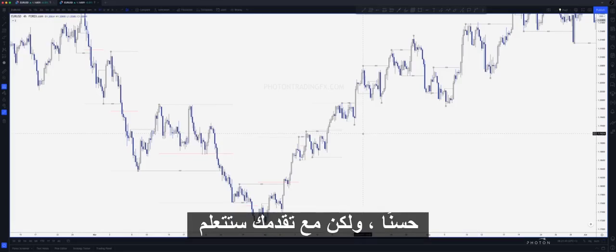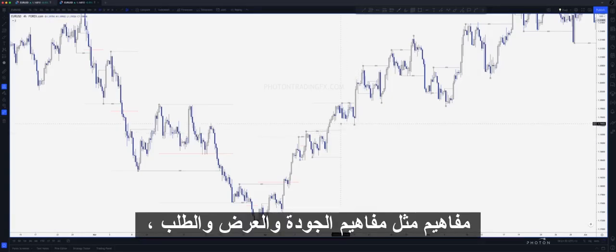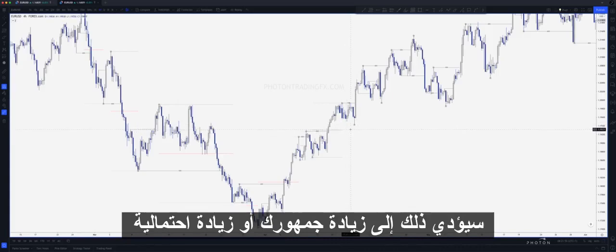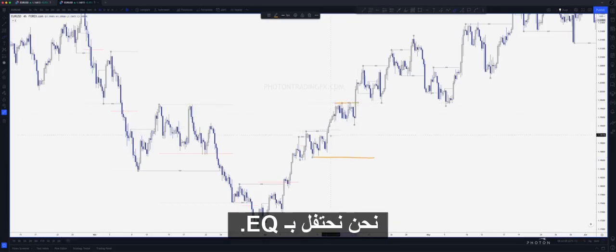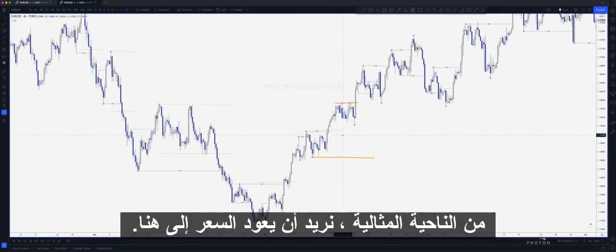Okay, but as you go on, you will learn concepts such as liquidity concepts and supply and demand, right? That is going to increase the probability of buying in the premium, right? So in this case, we are playing in this swing range, right? We mark out the EQ. Ideally, we want price to come back down to here.